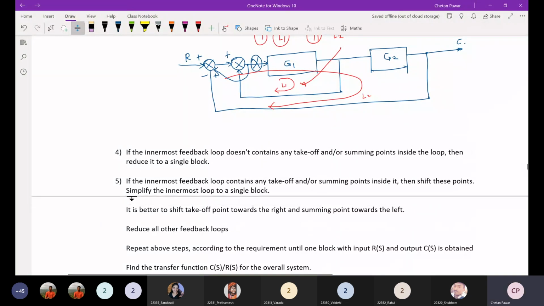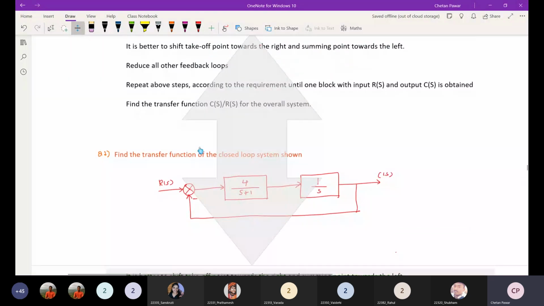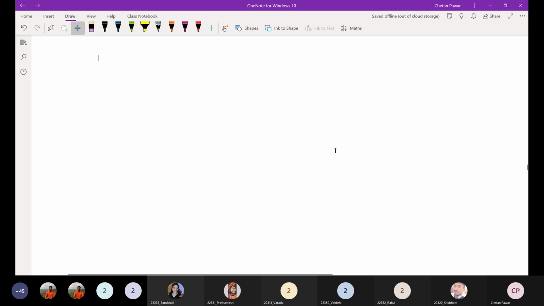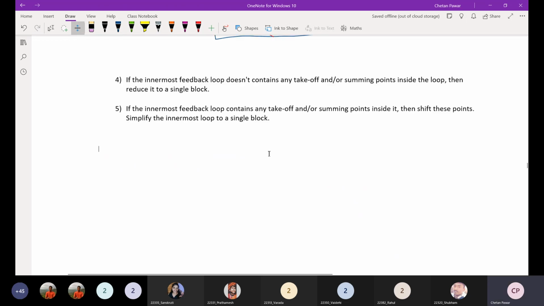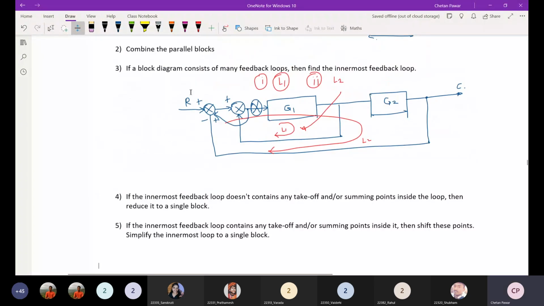Just explaining that point. When we take an example, those points will totally become clear. Don't worry about it. I'm just giving a brief idea about that point here. So if you just take this block diagram here.